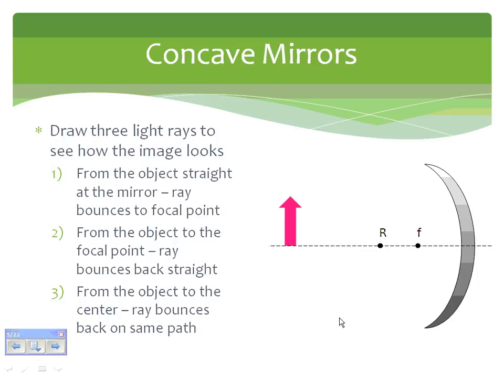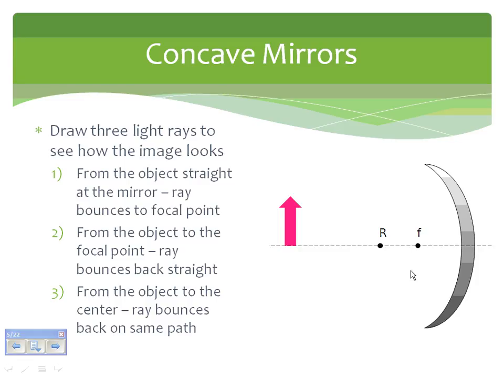Concave mirrors are just as easy as convex, but there's a couple of weird scenarios that get thrown in there. Notice that since the concave mirror is curved this direction, then that puts your radius of curvature and your focal length on the same side of the mirror as your object, and that's going to be important for when we do the calculations. The focal length is going to end up being positive because it's on this side.